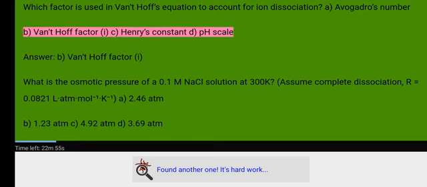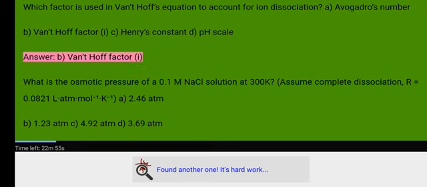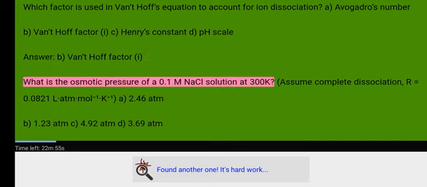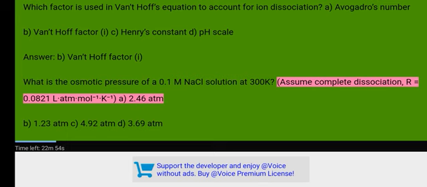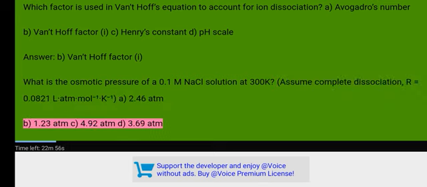Van Hoff factor i. C. Henry's constant. D. pH scale. Answer: B. Van Hoff factor i. What is the osmotic pressure of a 0.1 M NaCl solution at 300 K? Assume complete dissociation. R equals 0.0821 L·atm/mol·K. A. 2.46 atmospheres. B. 1.23 atmospheres. C. 4.92 atmospheres. D.